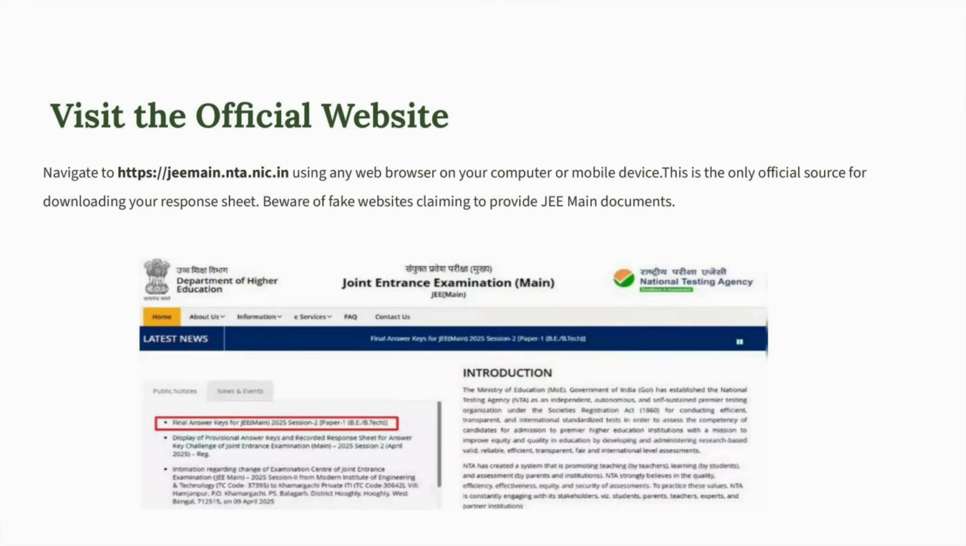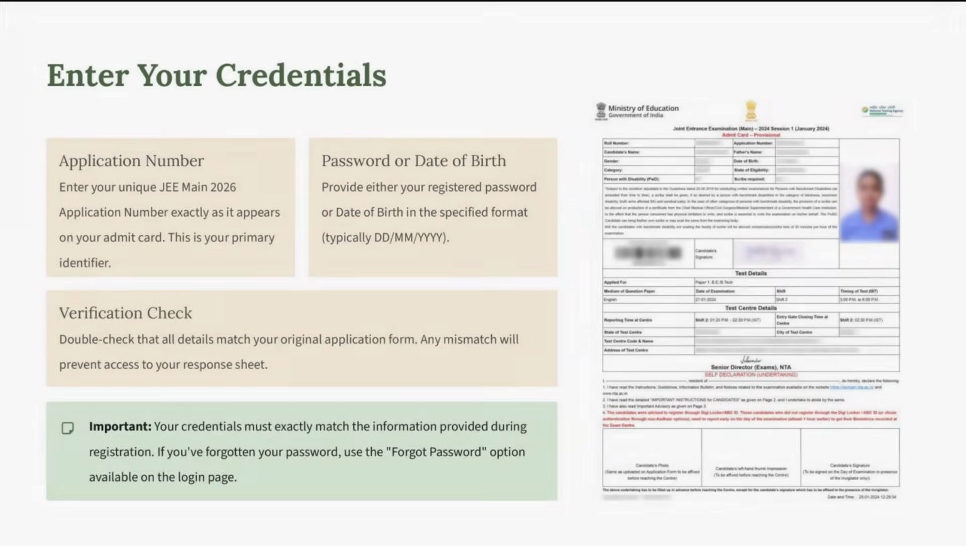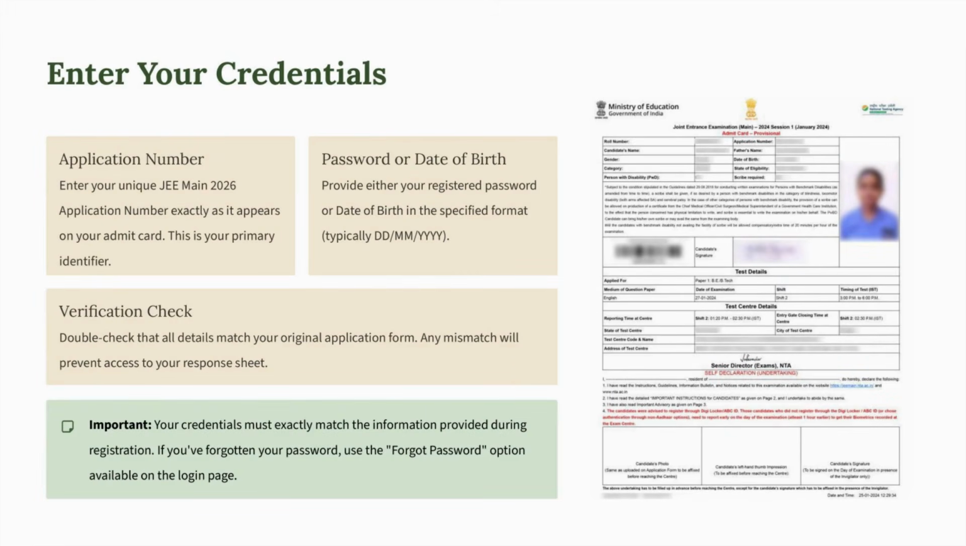Now, let's see how to download your response sheet. First, open your browser and visit the official website jeemain.nta.nic.in. Make sure you only use the official NTA website and avoid fake links. On the home page, look for Candidate Login or Download Response Sheet and click on it. Next, enter your JEE Main 2026 application number and your password or date of birth exactly as mentioned during registration.